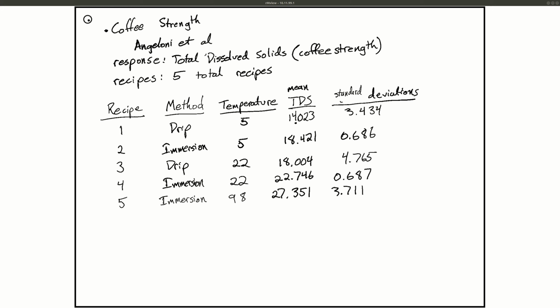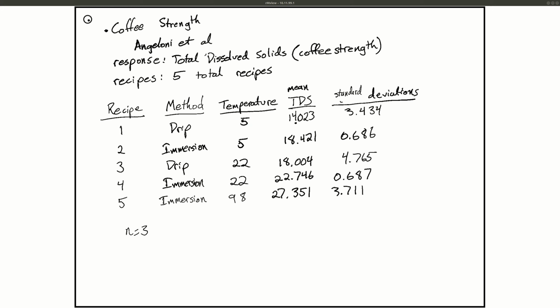Now, it wasn't clear from this Angeloni paper what the sample size was for every recipe, but here we're going to assume that n equals 3, so that there were 3 samples for every recipe. Now that you see there's a sort of structure to our recipes, we can think about some comparisons of the recipes that might make sense.